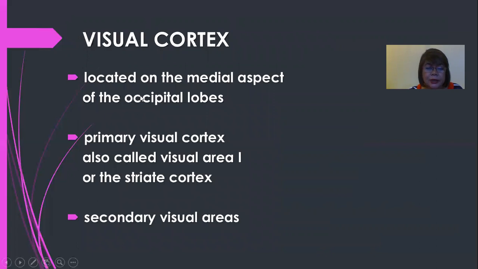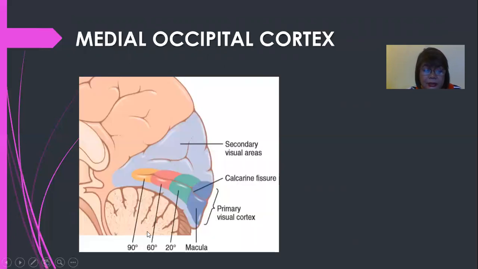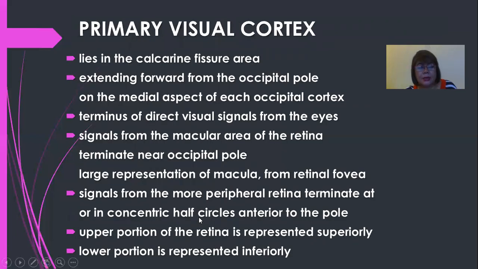The visual cortex is located on the medial aspect of the occipital lobes. The primary visual cortex is also called visual area 1 or V1, or the striate cortex because of its striation. And then we have the secondary visual areas surrounding the visual cortex here. The primary visual cortex lies in the calcarine fissure area, extending forward from the occipital pole on the medial aspect of each occipital cortex.